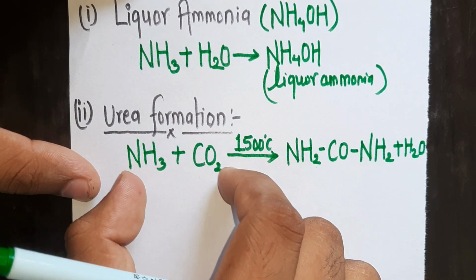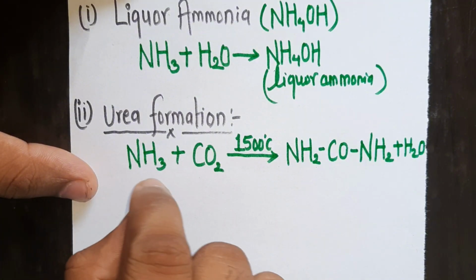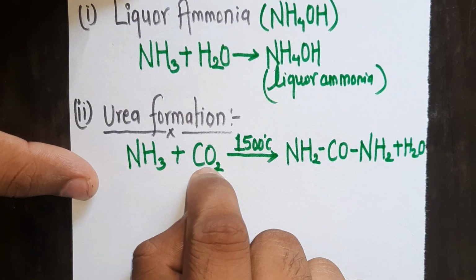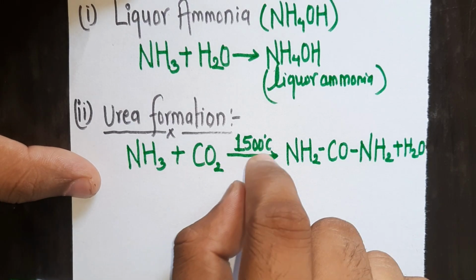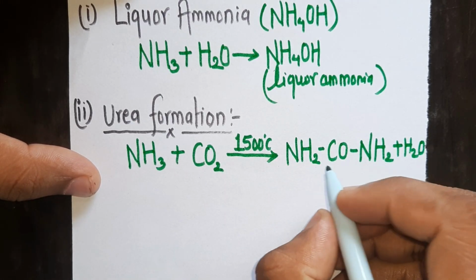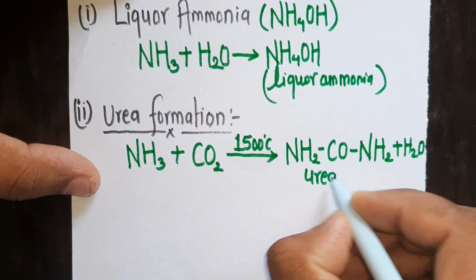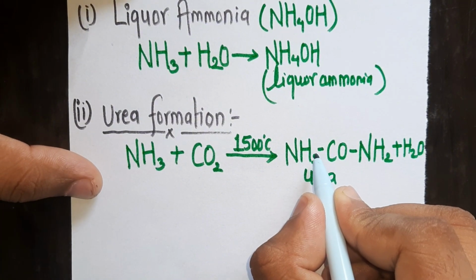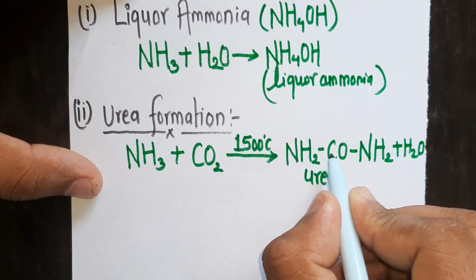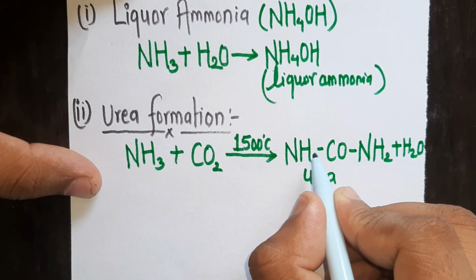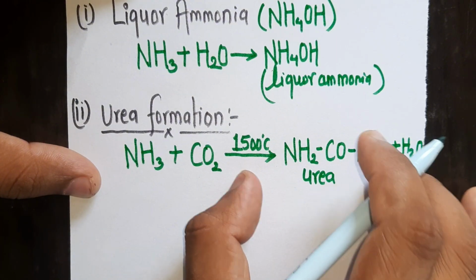Whenever a question asks how urea is formed, the answer must be presented in this form. When ammonia gas reacts with carbon dioxide gas under a high temperature, about 1500 degrees Celsius, it forms urea. And what is the formula of urea? NH2CONH2. And what is this dash-like structure you present in between this? This is the bond. This dash structure is called a bond. And urea formation reaction goes like this.